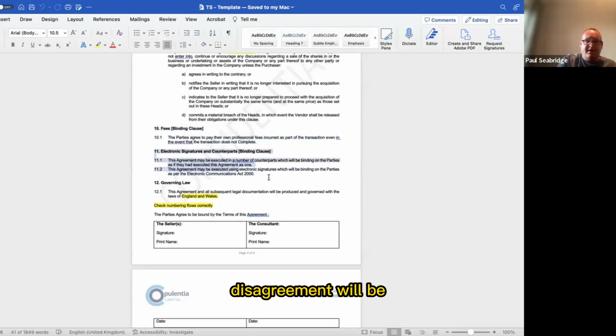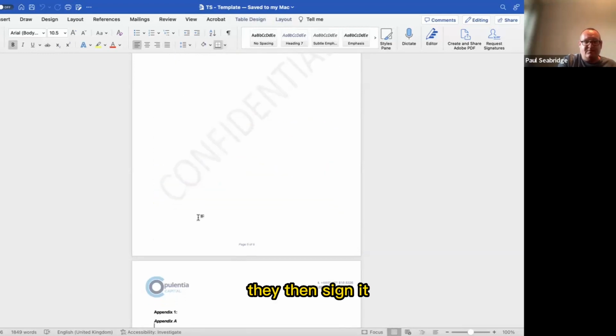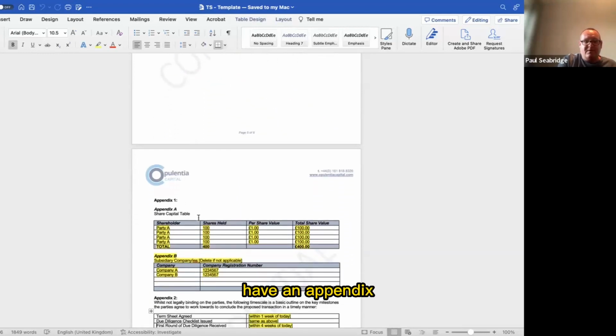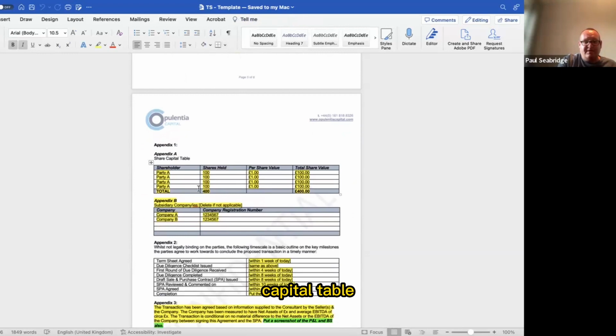This agreement will be executed using electronic signatures. So after the call, we'll issue this on a DocuSign for you to sign, and this agreement will then be based on the local laws of the country in which we're operating, in this example, England and Wales. Obviously, they then sign it, we sign it. We then have an appendix where we sort of issue the share capital table. If there's any subsidiaries, we list them here.